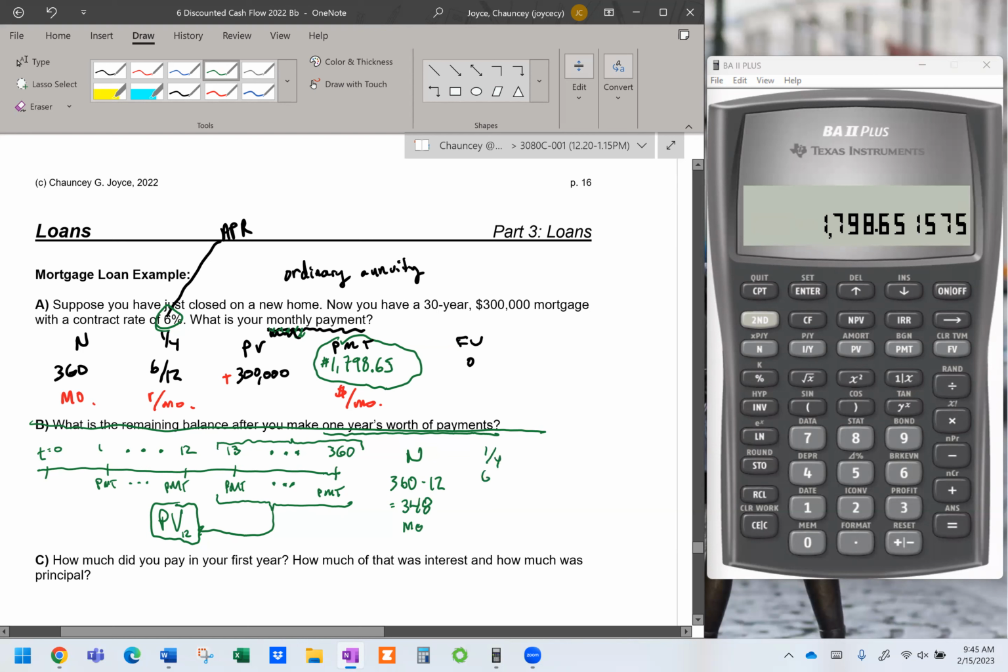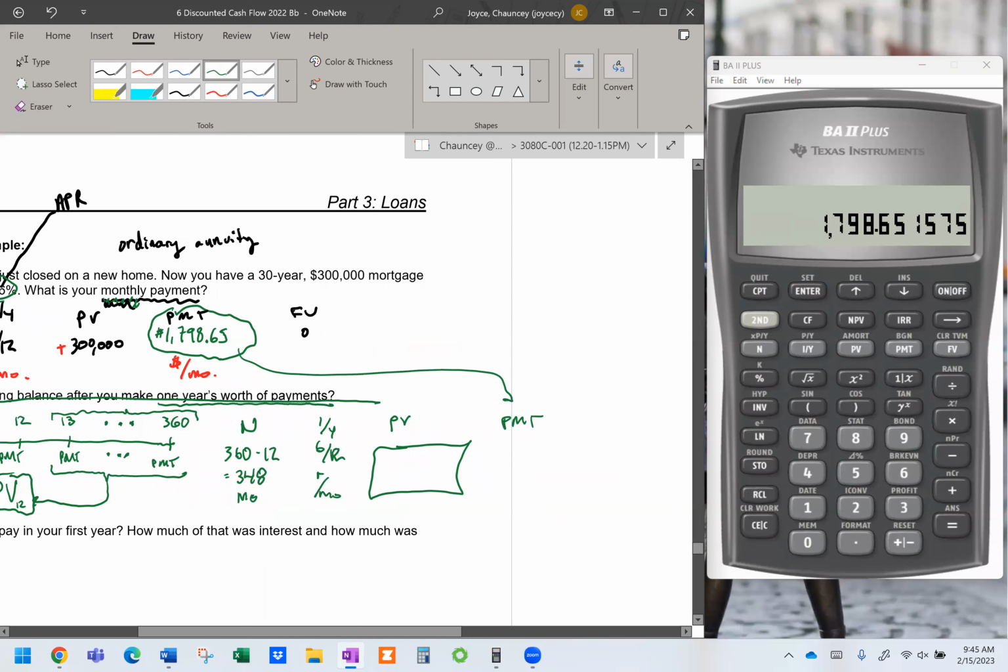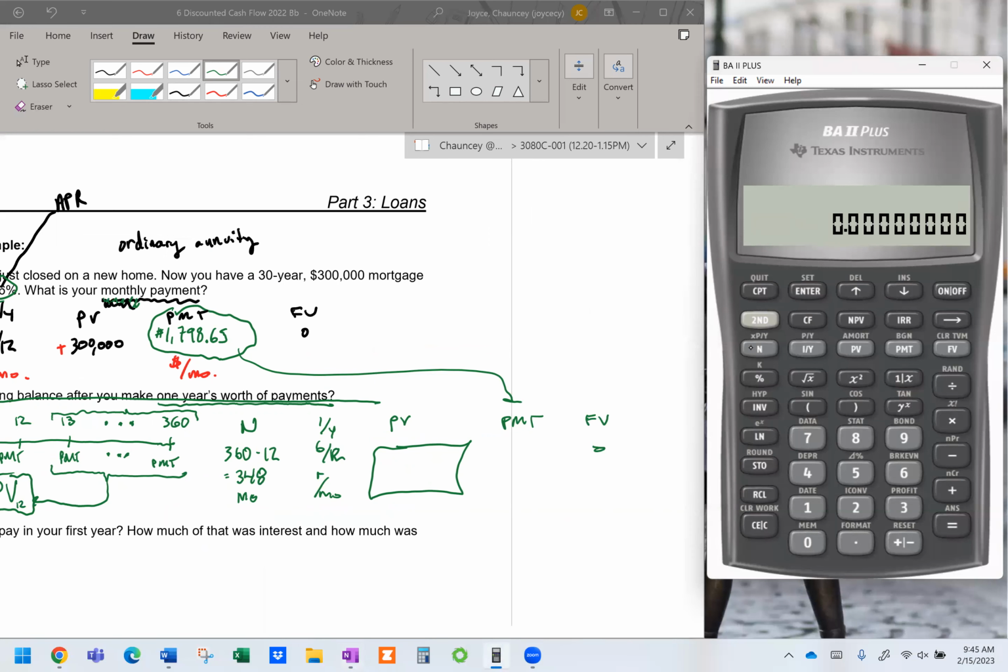And this is still the same, the 6/12. That's still a rate per month. We're going to solve for a new present value. Our payment we're going to leave there. It is still the same, and we're still going to pay this off to 0. All those variables are still in here. So all I need to do is take my 348 remaining months and compute their present value. That's the principal I still owe after my first 12 payments.